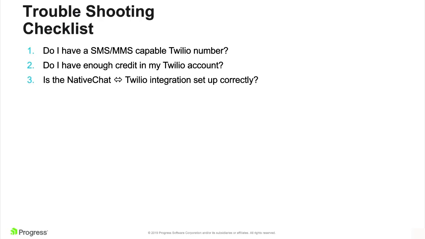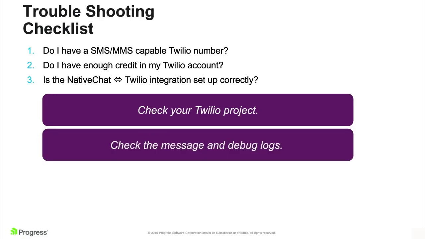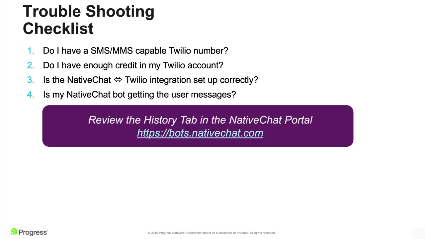Ensure the NativeChat Twilio integration is set up correctly. Check your Twilio project. Check the message and debug logs. Check number 4. Ensure that your bot receives the messages from your user. Go to the NativeChat portal and review the messages in the History tab for your bot.